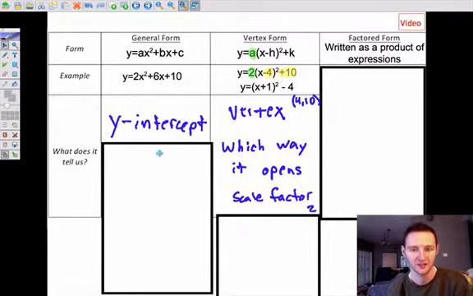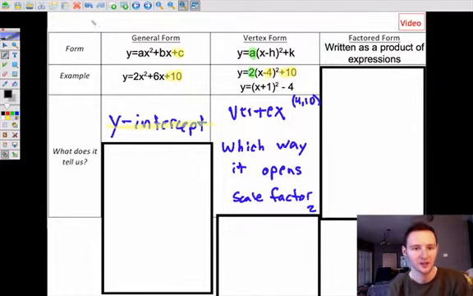The first thing that it tells us is the y-intercept. If you look right here on the end of the general form equation, the plus c, or in this case plus 10, that gives us the y-intercept. The reason for that being, and you don't have to write this down, but just pay attention to what I'm saying and this will become obvious for you.